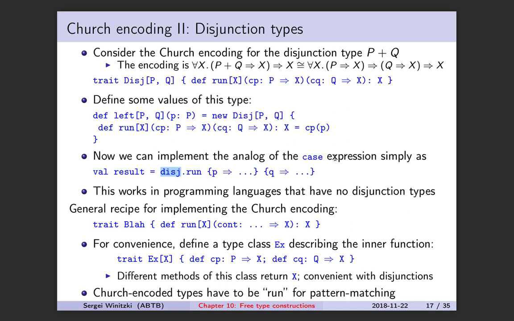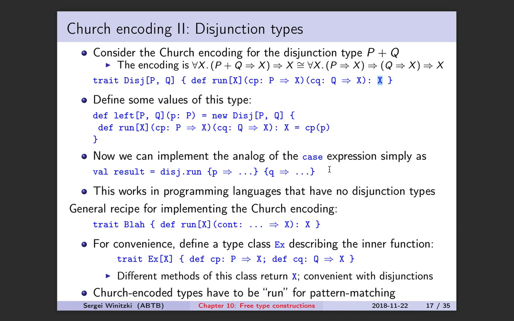How can we implement a case expression? Well, we can just call the run method on two functions like this, and that would be actually the case expression. So the result would be of type x, because that's the result of the run. So in this way we program with disjunctions in the church encoding. And note that this would work in any programming language that has nameless functions. The programming language does not need to have disjunction types built in.